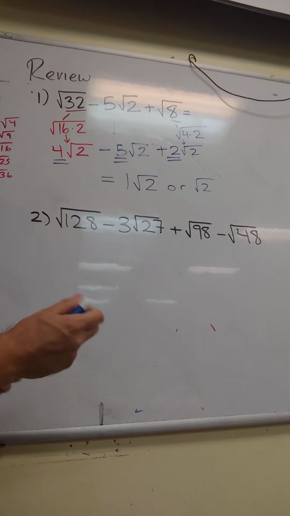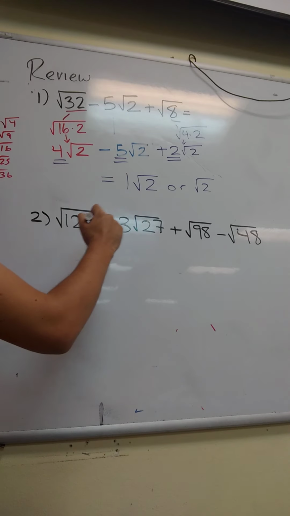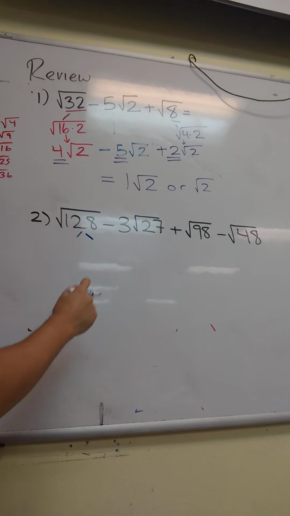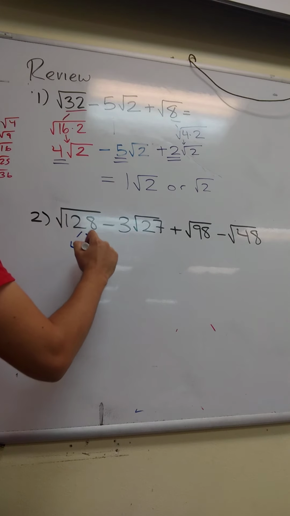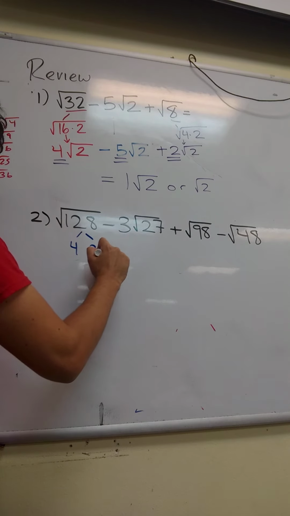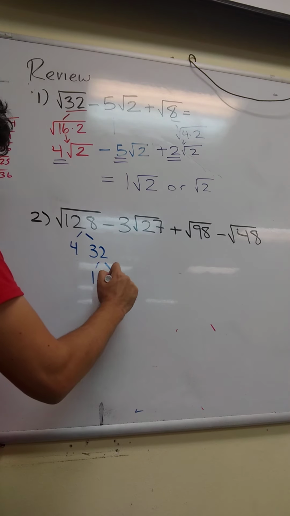2 then. Number 2 is the same deal, so I'm not going to waste time talking about it. Let's just do it. 128. Well, let's start with something small. Is that divisible by 4? Yes. 4 and what? 32. There we are. And I know that 32 is 16 times 2.